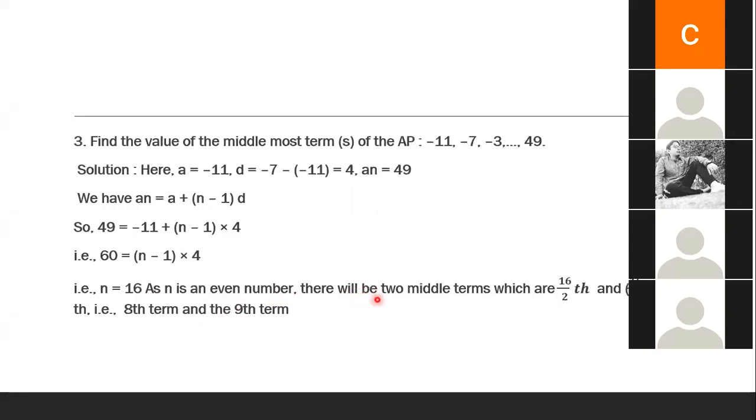So in that 16, middle two values are, do you remember, children, n by 2 and n by 2 plus 1th, average if we take, we'll get the value. Do you remember this? In statistics, to find the median value. Here, overall from minus 11 to 49, there are 60, sorry.